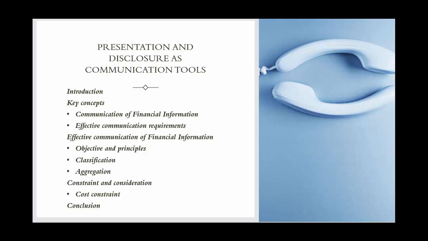Classification of assets and liabilities. An entity might classify its assets into current and non-current categories. Current assets, like cash and inventory, are expected to be converted to cash within a year. Non-current assets, such as property and equipment, provide long-term benefits. Similarly, liabilities can be classified into current, payable within a year, and non-current, payable after a year.